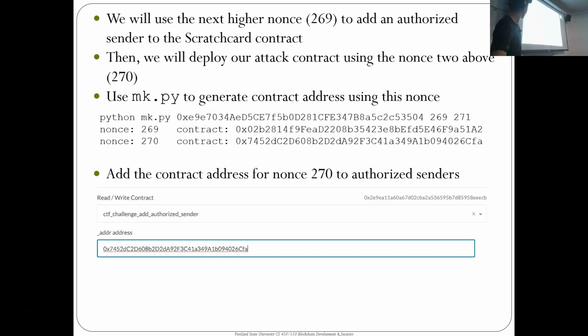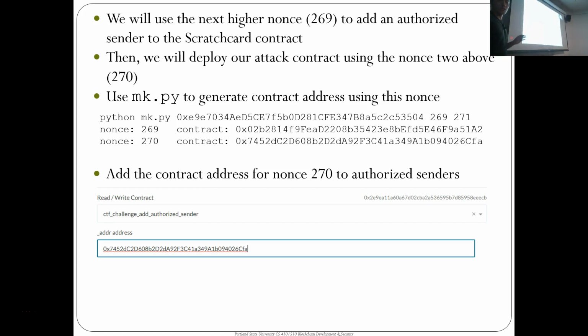This first nonce actually isn't going to be a contract. I have to interact with my level contract in order to authorize the sender, and that would be 269. It's going to consume that nonce, and then the actual contract gets created on 270 in this particular walkthrough.